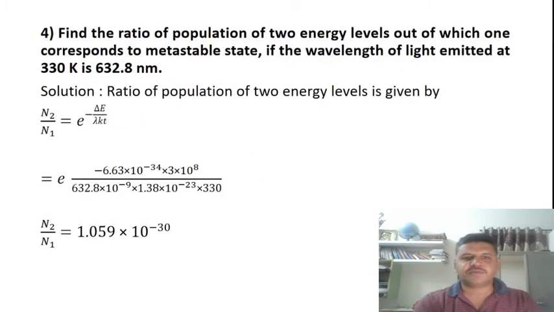Next problem, the fourth one. Find the ratio of the population of two energy levels, out of which one corresponds to the metastable state, if the wavelength of light emitted at 330 Kelvin is 632.8 nanometer.